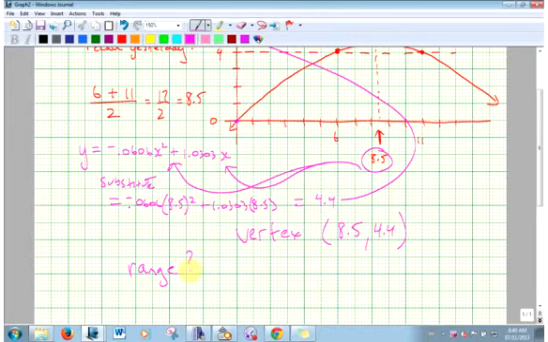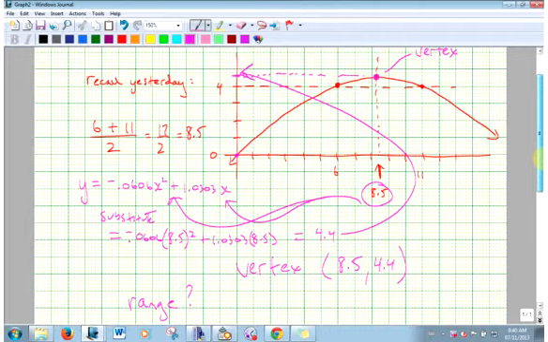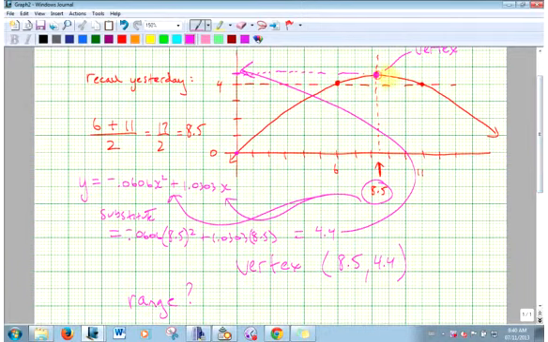Well, now I know exactly what the range is. Before, we just guessed. Range is what again? All the y values of this graph. Domain is x, range is y. This thing goes down, you see the arrowhead? Forever and ever and ever and ever. It's everything from negative infinity up to this point.